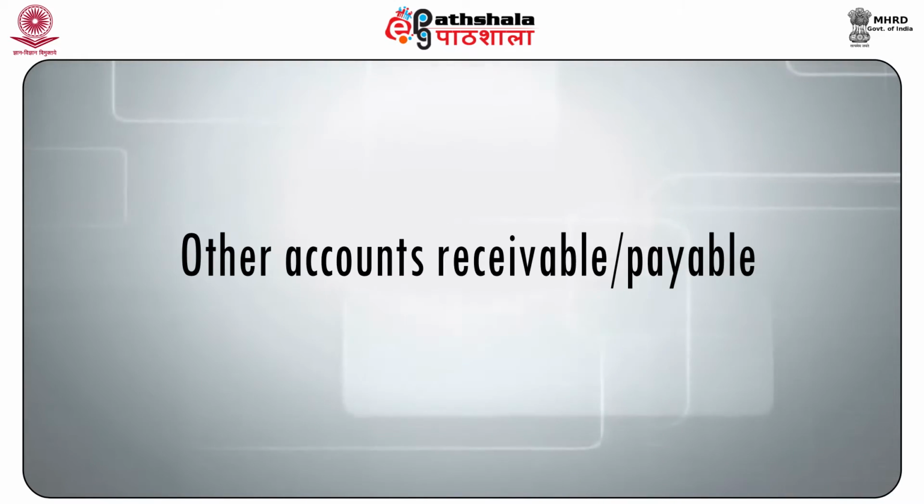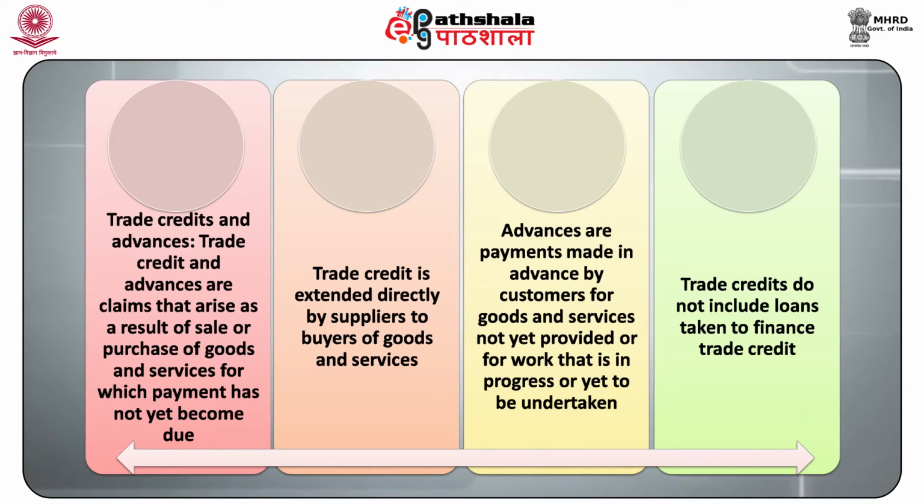Other accounts receivable payable. Other accounts receivable payable comprises trade credit and advances. Trade credit and advances are claims that arise as a result of sale or purchase of goods and services for which payment has not yet become due. Trade credit is extended directly by suppliers to buyers of goods and services. Advances are payments made in advance by customers for goods and services not yet provided or for work that is in progress or yet to be undertaken.